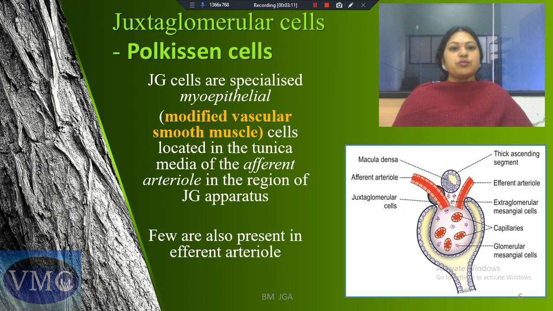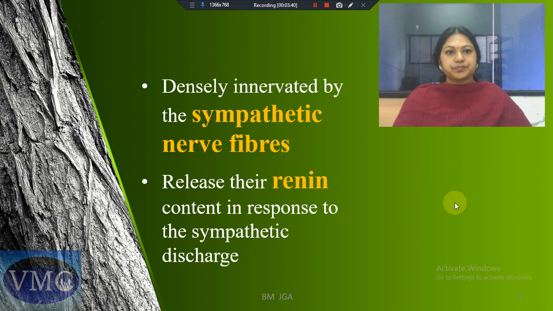Juxtaglomerular cells are also called Pulchisson cells. They are specialized myoepithelial, modified vascular smooth muscle cells. They are located in the tunica media of the afferent arteriole in the region of the juxtaglomerular apparatus. Few are present in the efferent arteriole too. You can see here the afferent arteriole, which is bringing blood to the glomerulus. The cells are specialized, and these are called juxtaglomerular cells. Some cells are also present in the efferent arteriole.